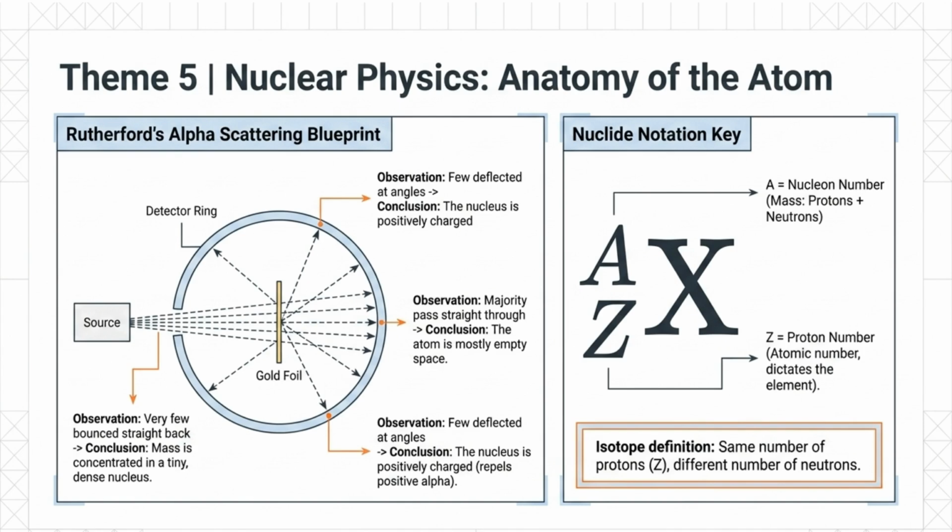Rutherford's alpha scattering experiment proved that the atom is mostly empty space, with a tiny, dense, positively charged nucleus at its center. We represent atoms using nuclide notation, where A is the nucleon number, the sum of protons and neutrons, and Z is the proton number, which dictates the element. Remember, isotopes are atoms with the same number of protons but a different number of neutrons.